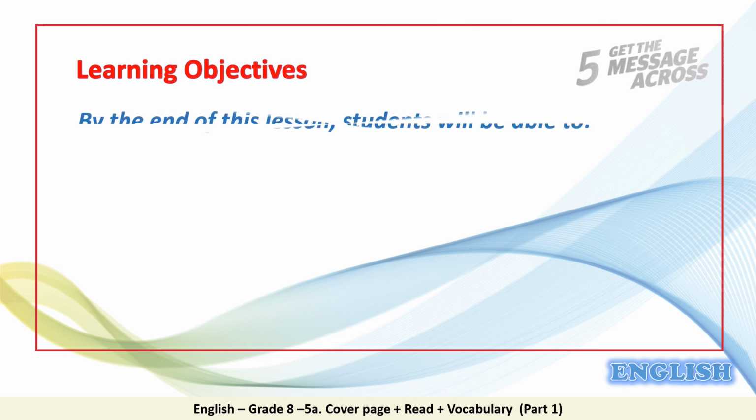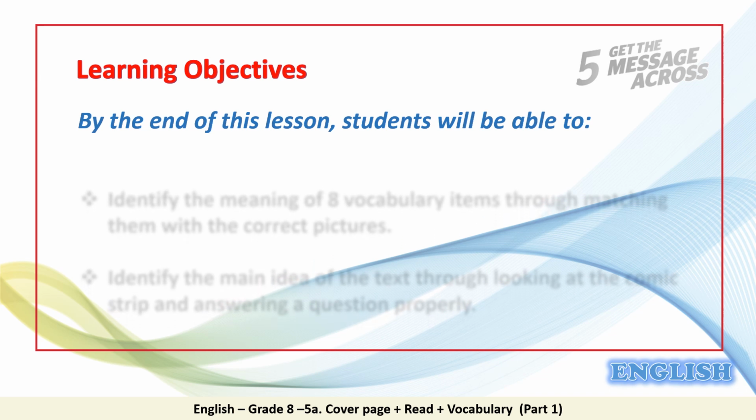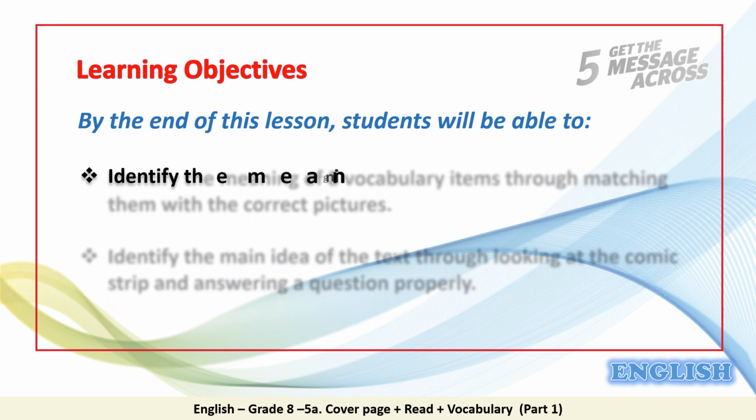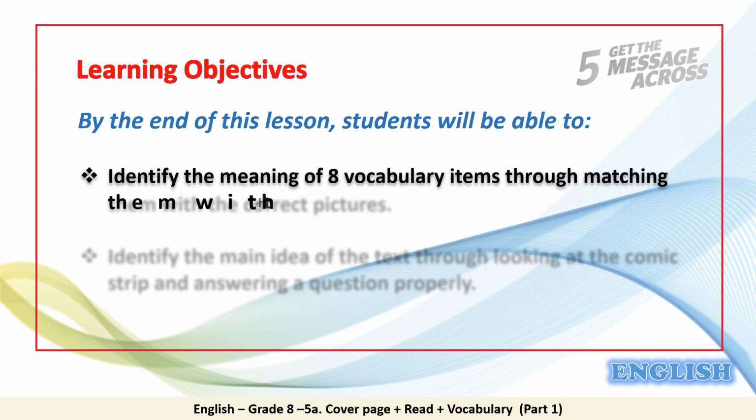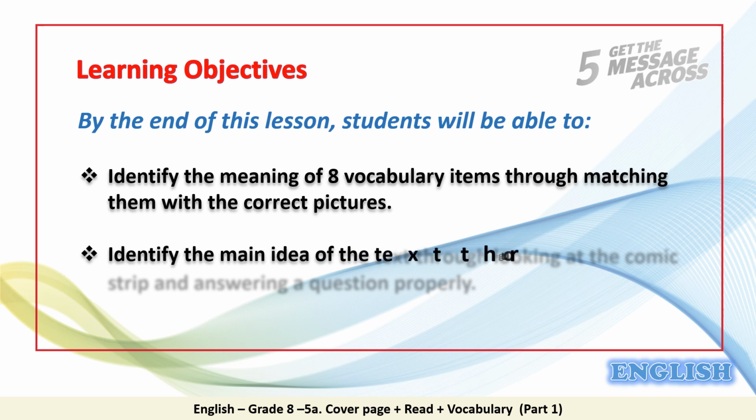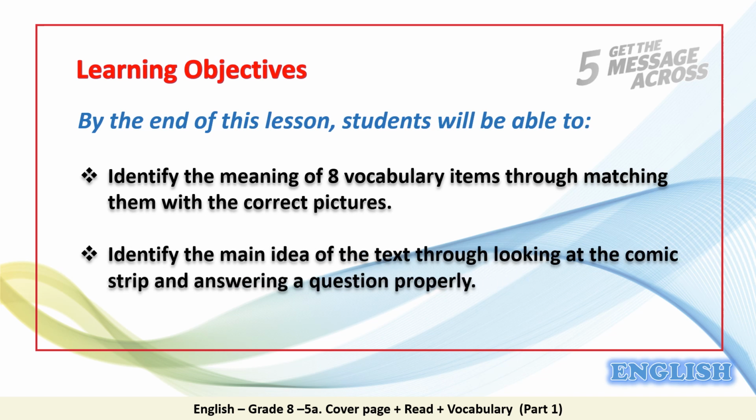Let's get started with the learning objectives. By the end of this lesson, you will be able to identify the meaning of 8 vocabulary items through matching them with the correct pictures. Identify the main idea of the text through looking at the comic strip and answering a question properly.